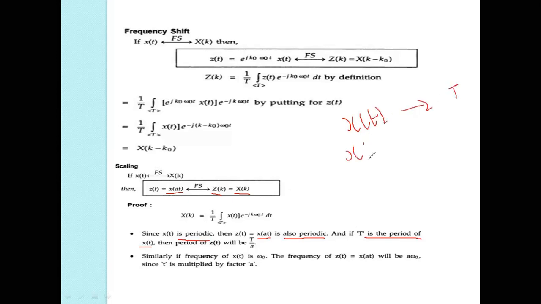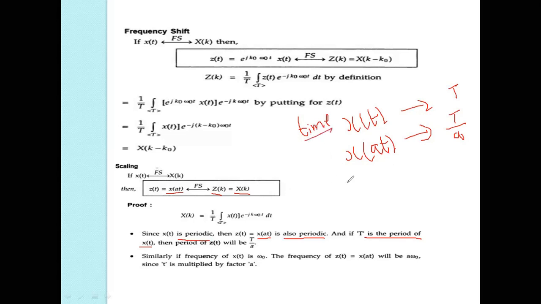Now I am taking x of a t as a signal. The scaling property, a, is a scaling for the time. What is the time period? T by a. When it is t, capital T, the time period; for a t, the time period is T by a. That is what matters, friends.